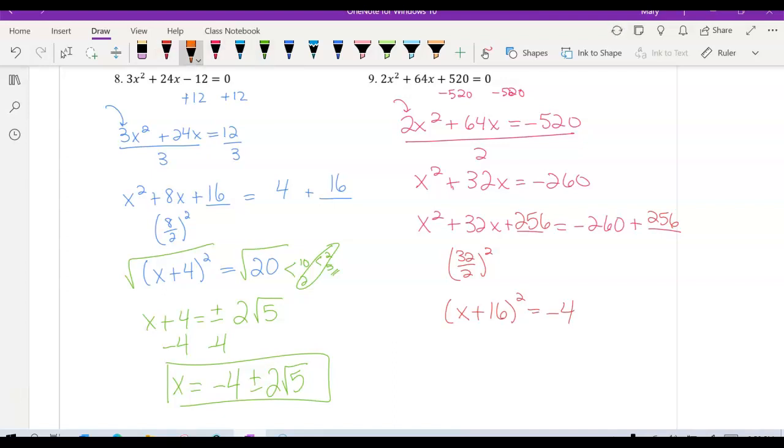which gives us a problem. So when we go to square root both sides here, we cannot have a square root of a negative number. So this is no solution. When you see that negative under the radical, you can just stop and say no solution.